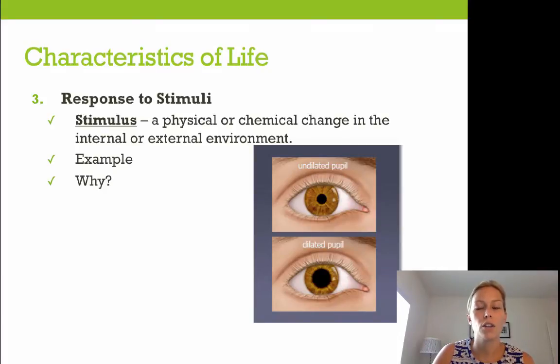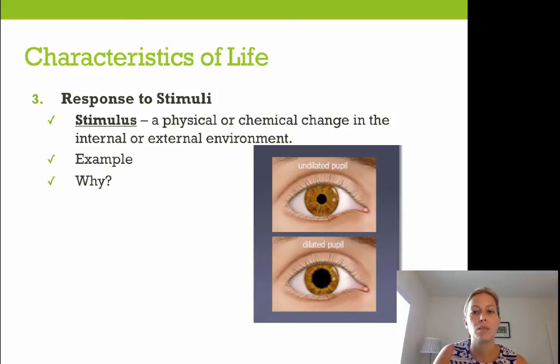So the third characteristic is response to stimuli. All living things respond to stimuli, and a stimulus is just a physical or chemical change in the internal or external environment. An example of response to stimuli is when your pupils either contract or dilate in response to light. If you are in a dark room, you'll have a dilated pupil, but as soon as the lights come on in the room, your pupil will contract because it doesn't need to allow so much light.